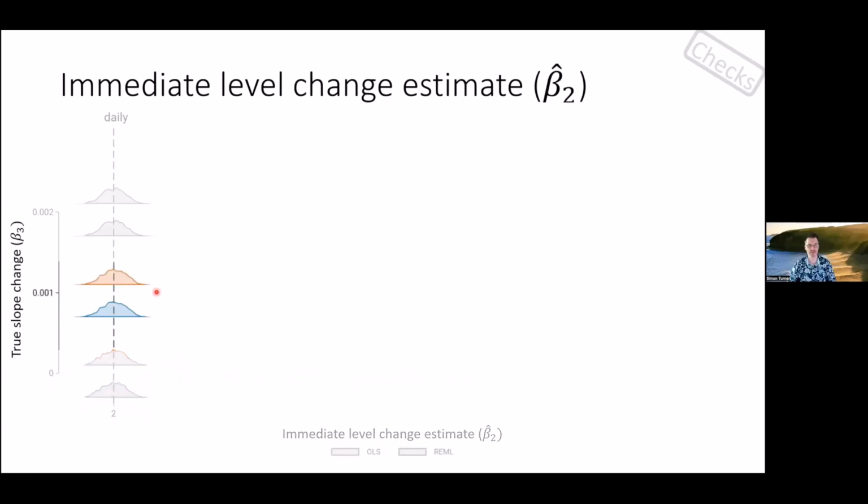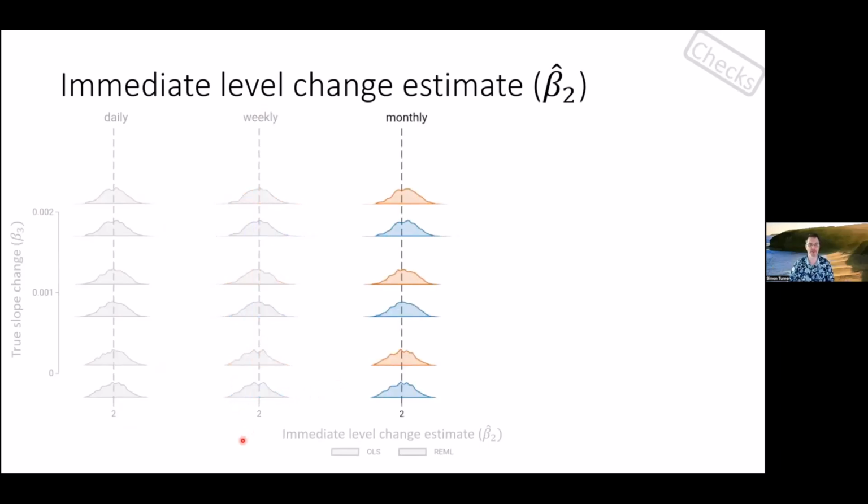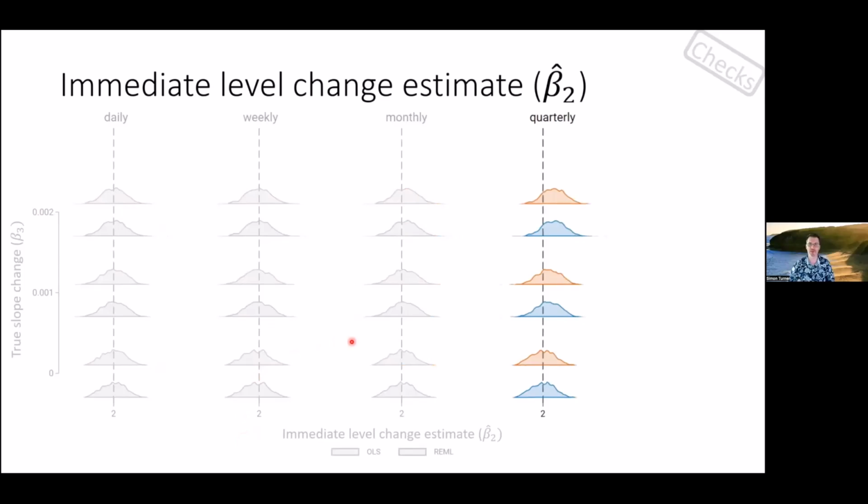I can just quickly check that these look all the same, even when I'm looking at different parameter values, and they do. So that's good. I don't expect my level change estimates to change based on the aggregation or on the slope change. So these all line up really nice and neatly. Perfect. These are looking good, monthly, quarterly, yearly. Scooby's going to give me the thumbs up.